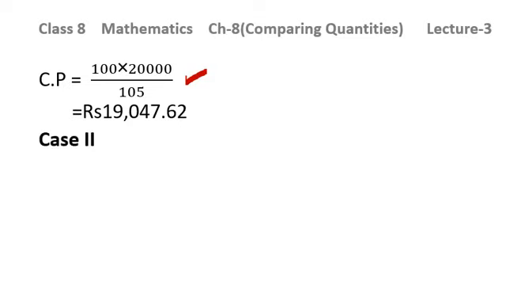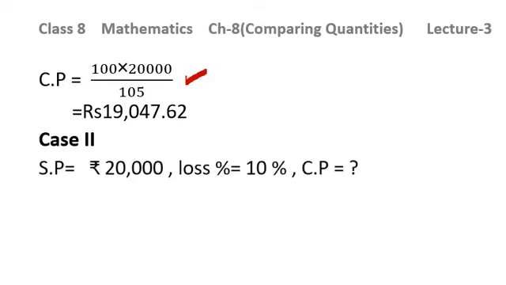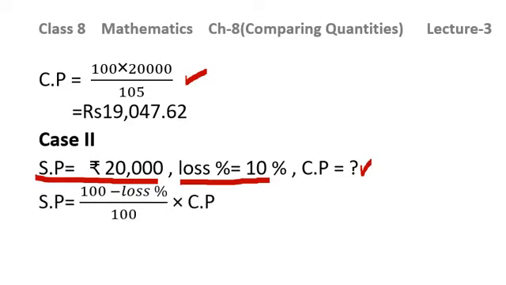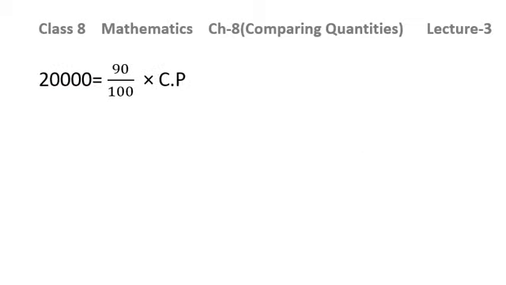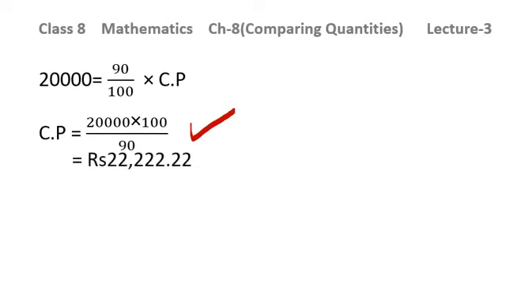Coming to the case of second buffalo, in which there is a loss of 10%, and SP in both these cases is same, 20,000, loss 10%. We need to calculate the CP. So here SP will be given by 100 minus loss percent over 100 into CP, as it is a loss, so it will be subtracted. So the values: 20,000 is equal to 90 over 100 into CP. If I write this formula in terms of CP, it will be 20,000 into 100 over 90, then it will be 22,222.22. So this is the CP.